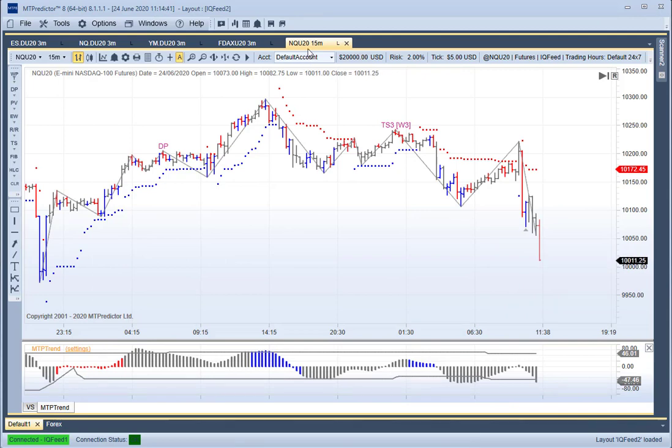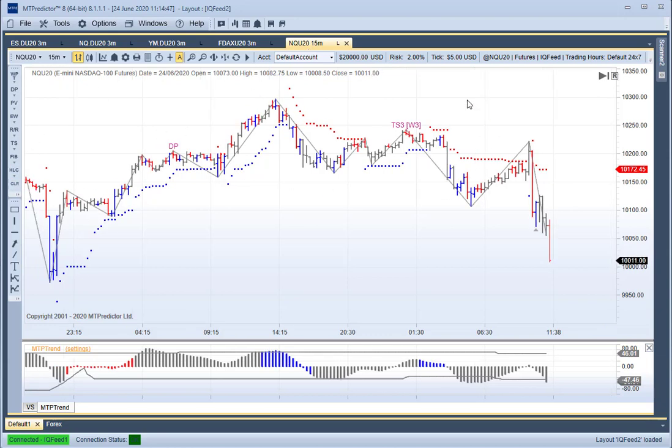Right, so I want to have a look at an NQ chart and follow up on a resistance zone we were looking at in our customer only training webinar yesterday. So for this, it's a 15-minute chart. I'll be looking at this TS3W3 trade setup here in a minute, but as usual for our MTPredictor analysis, we understand that markets are random half the time.